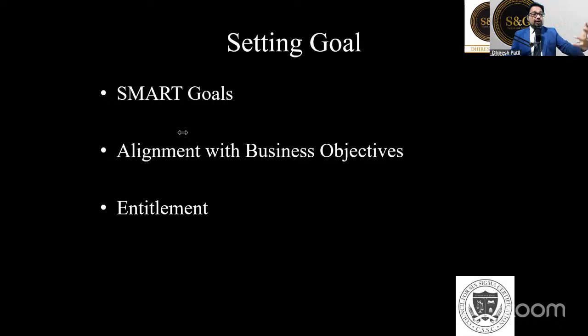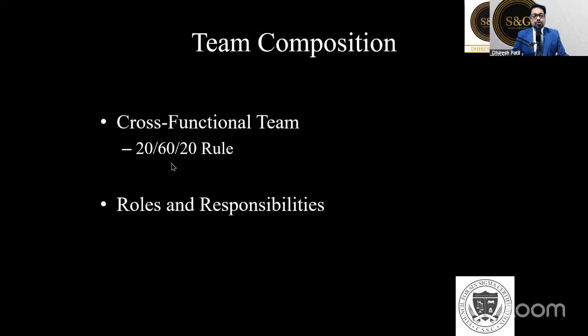Then SMART goals: specific, measurable, achievable, relevant, and time bound. And then alignment with the business objective. While setting the goal, set entitlement as your initial benchmark. Then team composition: cross-functional team, 20-60-20 rule, optimistic, pessimistic. So get optimistic people more. That will ease a lot of pressure. And define roles and responsibilities.